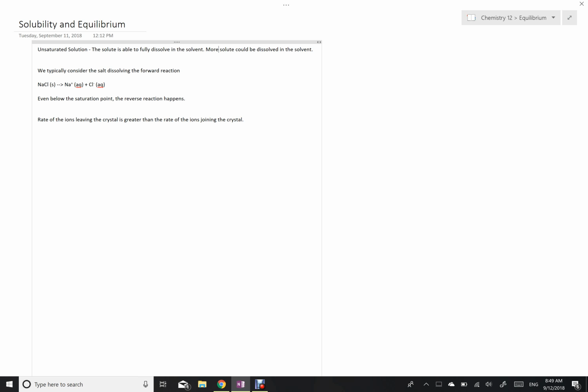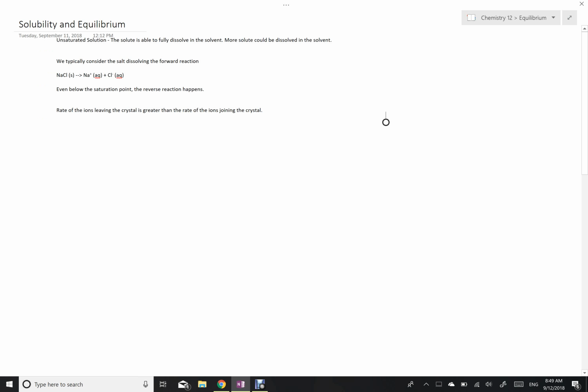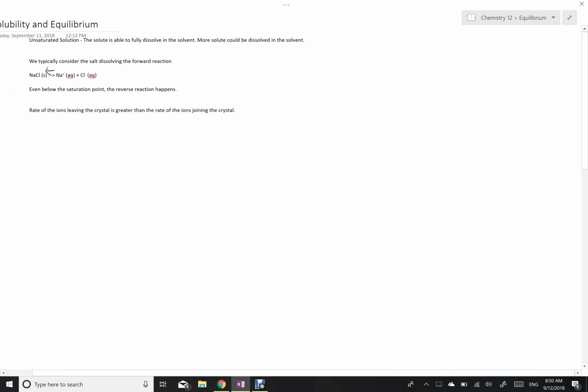When we consider that, then we can look at the dissolving process of the salt. Typically, when considering it from an equilibrium perspective, we write the forward reaction for the salt, regardless of what's happening, as the solid salt dissolving into its two aqueous ions. So, sodium chloride dissolving into sodium ion and chloride ion will be considered the forward reaction. And remember, even below the saturation point, the reverse reaction happens.